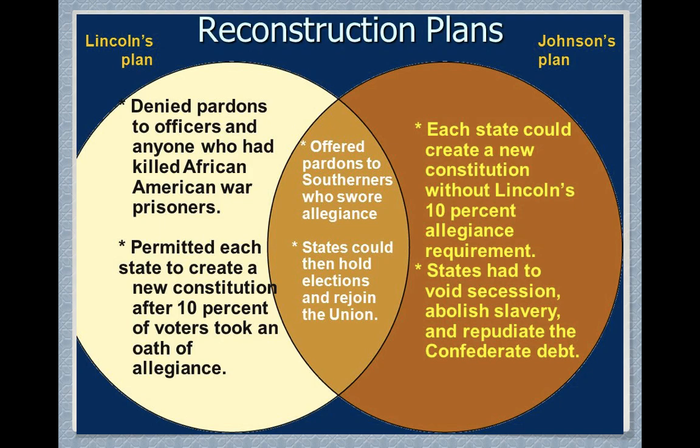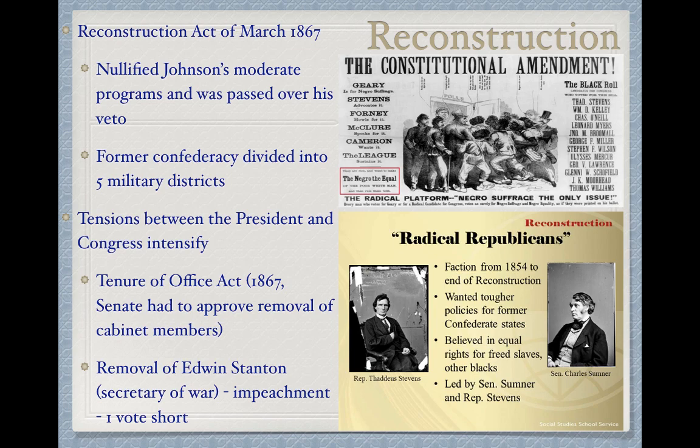Here are their plans laid out in a little bit of a different way. Feel free to go back and look at this more closely as you take notes. The Reconstruction Act of March of 1867 is going to nullify or cancel out Johnson's more moderate plans. He vetoes it, but it passes over his veto. And you'll see the former Confederacy divided into 5 military districts. So this tension between the radical Republicans in Congress and a Democratic president begins to intensify.